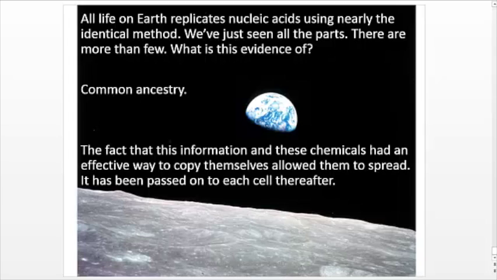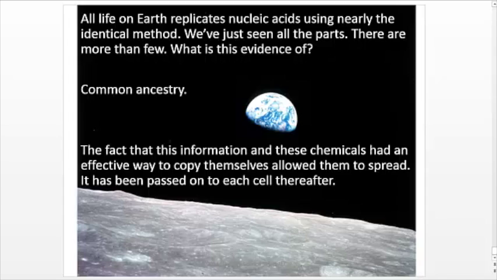The fact that this information and these chemicals had an effective way to copy themselves allowed them to spread. This molecule, with the pairing rules that were suggested by Watson and Crick, allowed it to be made over and over again with a good degree of precision. And since they encoded proteins that, one, some of those proteins are the polymerases that copied it, and two, were traits that did other things that gave it an advantage, this whole process kept getting passed on. It was passed to each cell thereafter.